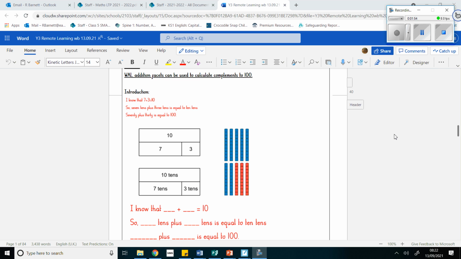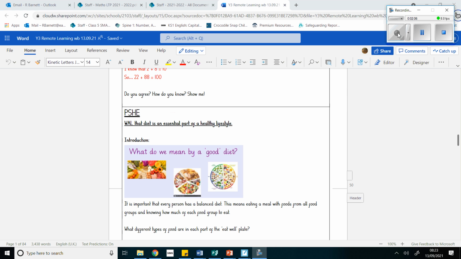For maths, we are learning addition facts can be used to calculate complements to 100, so using your number bonds to 10 to help you with number bonds to 100 and looking at the similarities there.